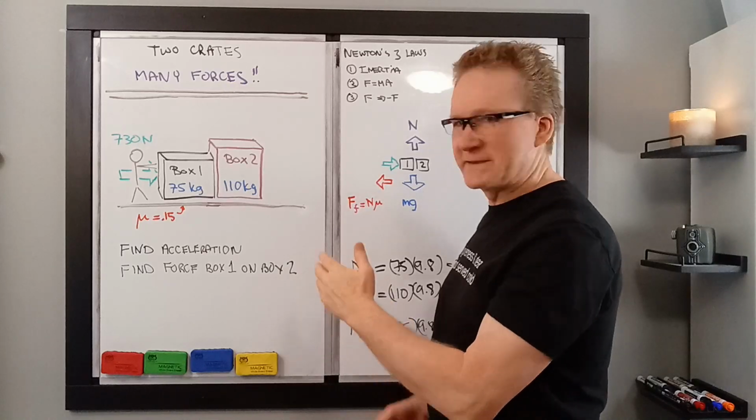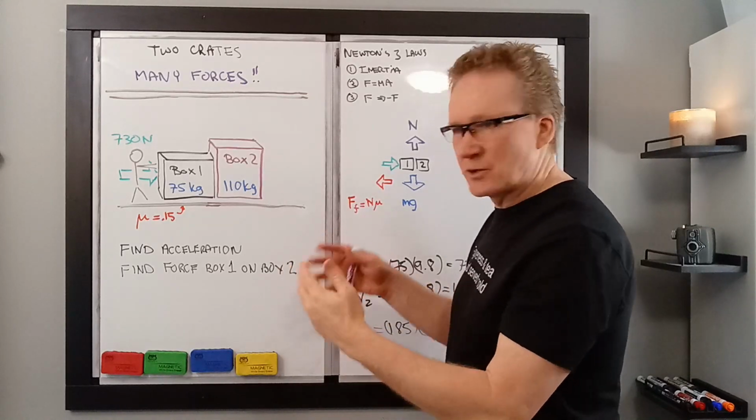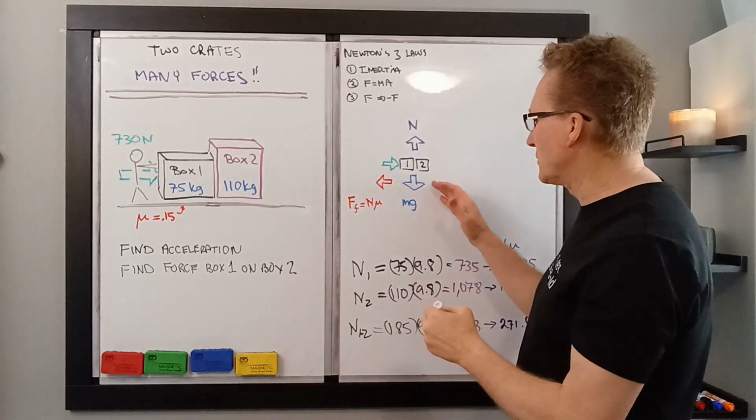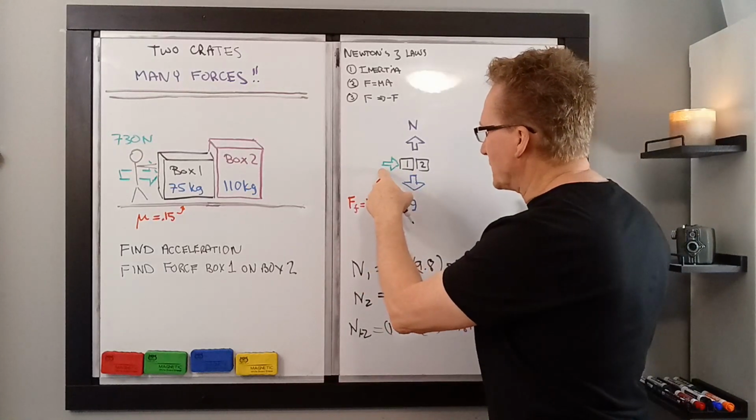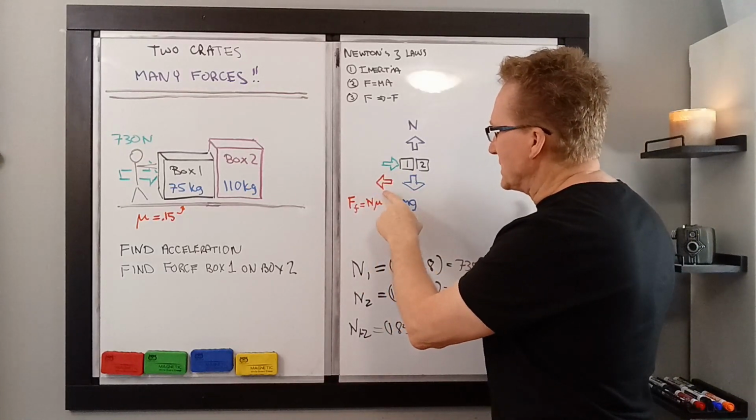Now this is a multi-step problem. Let's just do it one step at a time. Over here I've redrawn these boxes, really tiny, with the different forces. The green force is the force you're pushing. This red force is the force of friction.